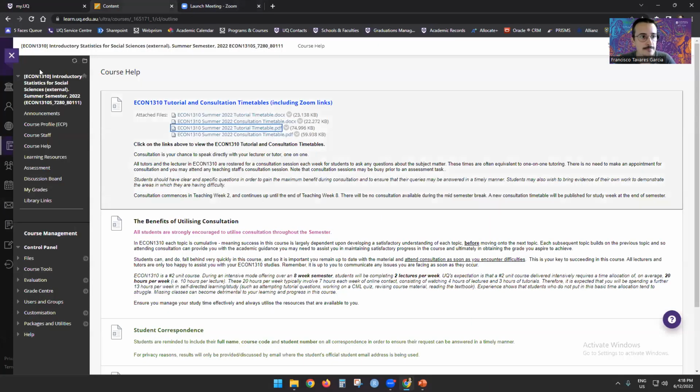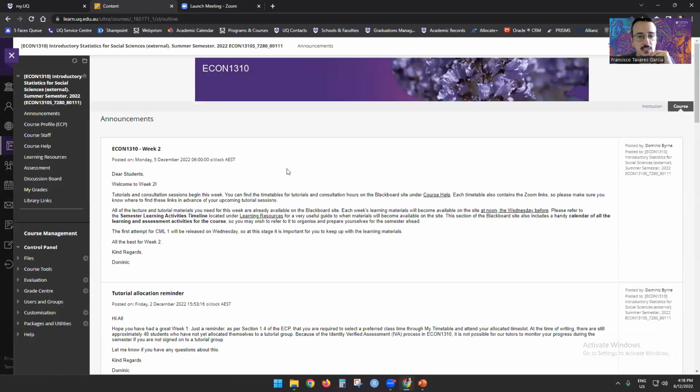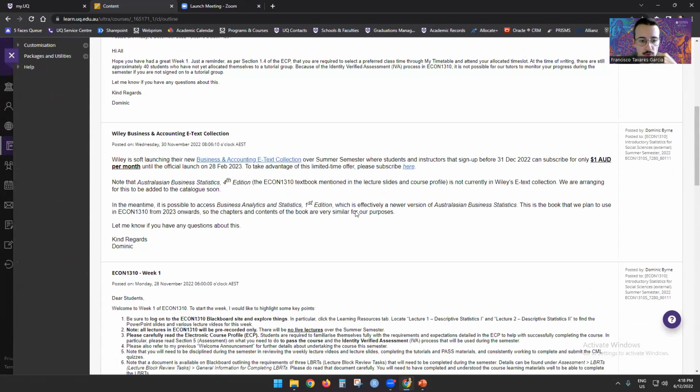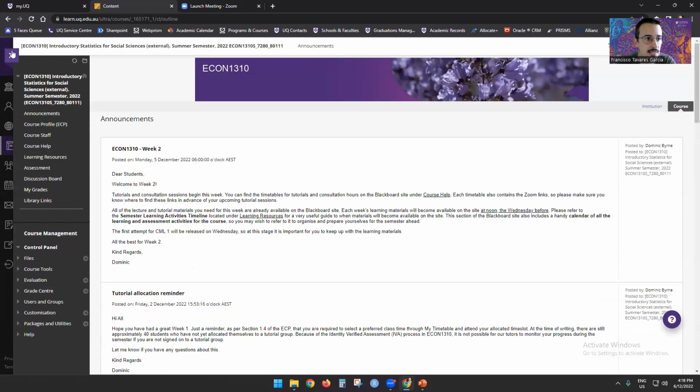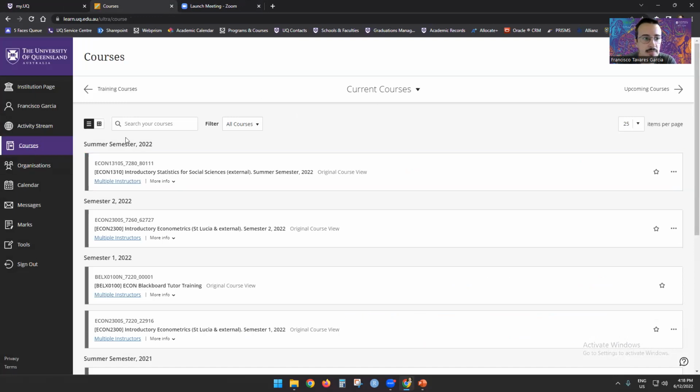So you will see that now your page looks more like this. Not exactly the same because I'm a tutor, but it's a slightly different face for Learn UQ, and you have the messages there. The rest is the same. It just flows in a different way. Can you see it sliding? Basically, you will find ECON1310, the little S, it's the summer.